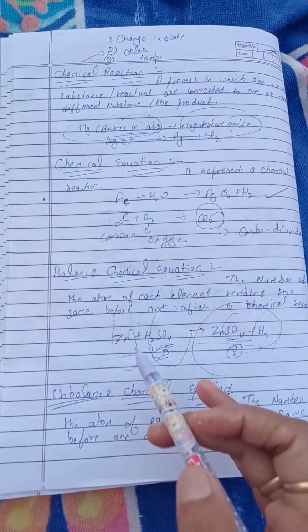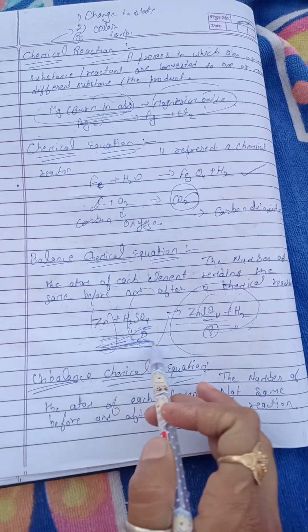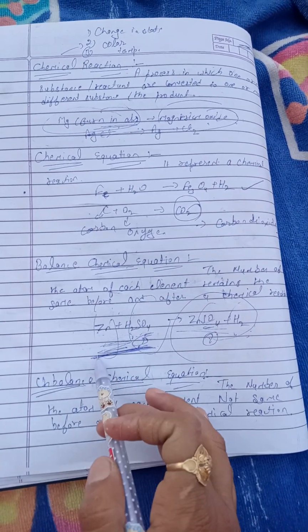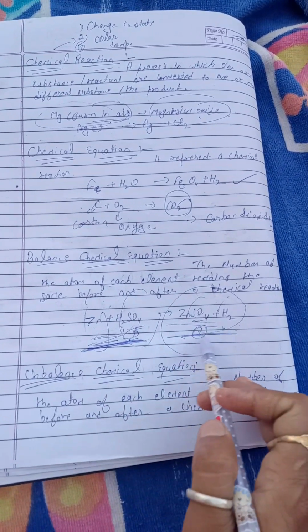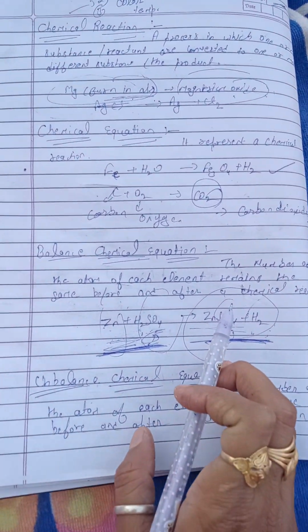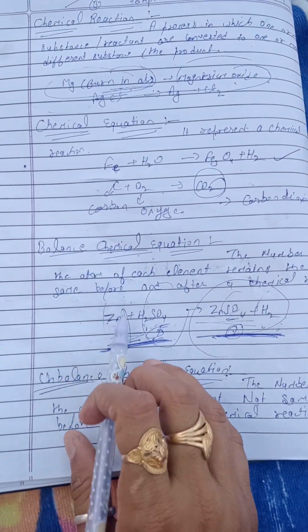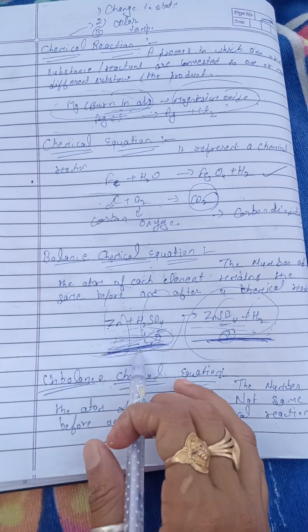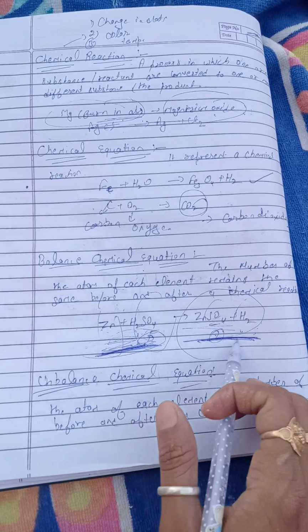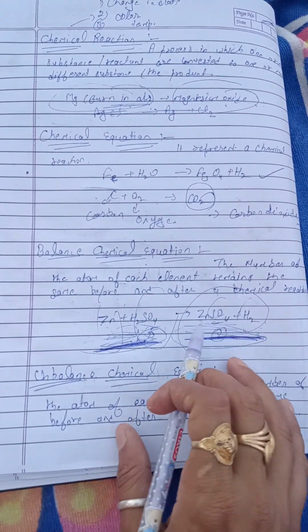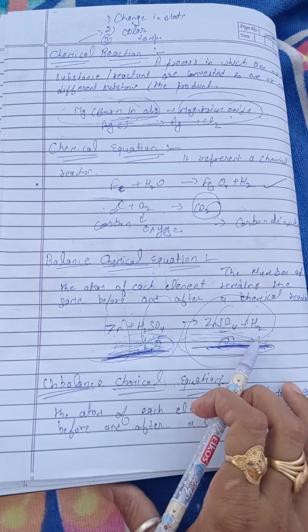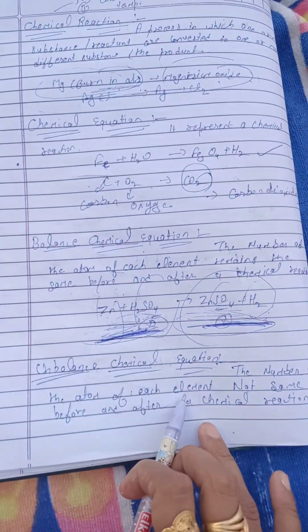So when the number of atoms in the reactant is equal to the number of atoms in the product, this is the balanced chemical equation. Unbalanced chemical equation: when the number of atoms on the left hand side is not equal to the number of atoms on the right hand side, this is not a balanced equation. This is called an unbalanced equation.